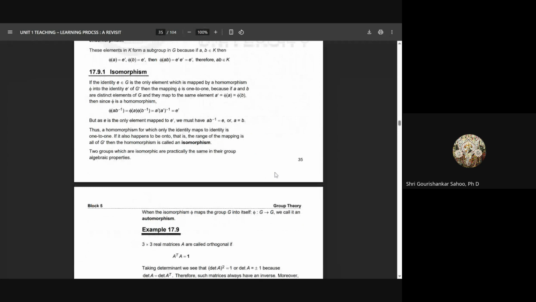Then isomorphism. If the identity E belongs to G is the only element which is mapped by homomorphism phi into the identity E dash of G dash, then the mapping phi is 1 to 1. Because if a and b are distinct elements of G and they map to the same element, a dash equals phi(a) equals phi(b), then since phi is homomorphism, we have phi(ab inverse) equals phi(a) phi(b) inverse, which is nothing but a dash b dash inverse equals E dash.